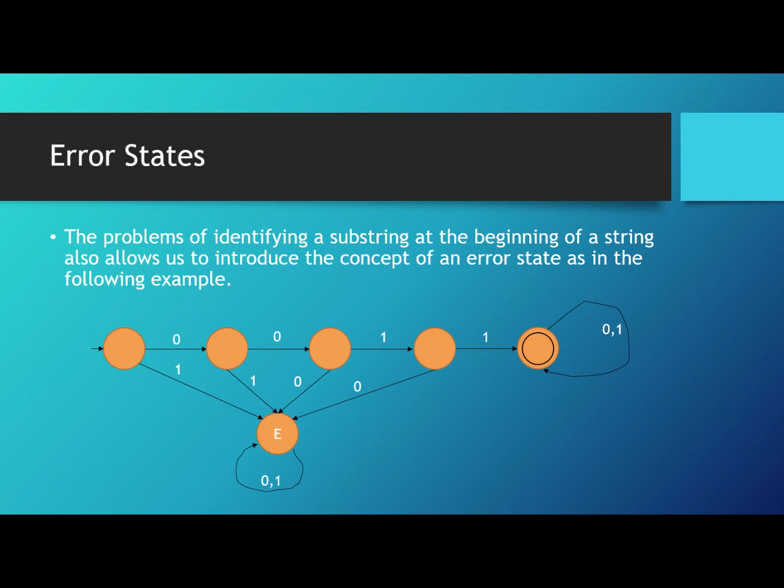The problem of identifying a substring at the beginning of a string also allows us to introduce the concept of an error state, as in the following example, where since we're looking at something that has to be at the beginning of the string, if we find an incorrect character, we know immediately that the string is wrong. And so we have an error state that will absorb all remaining input but not allow a transition into a final state.